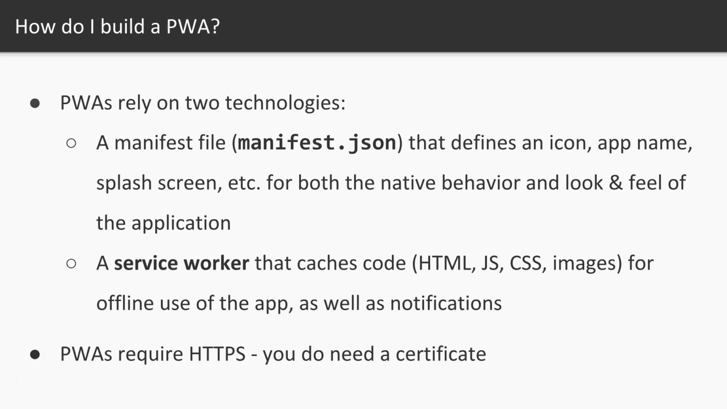Also, one thing that you need to know is that progressive web apps require HTTPS. So you do need an SSL certificate on your server with HTTPS up and running in order to have a progressive web app. But once you have HTTPS plus at the very least a manifest file, then you have a progressive web app.